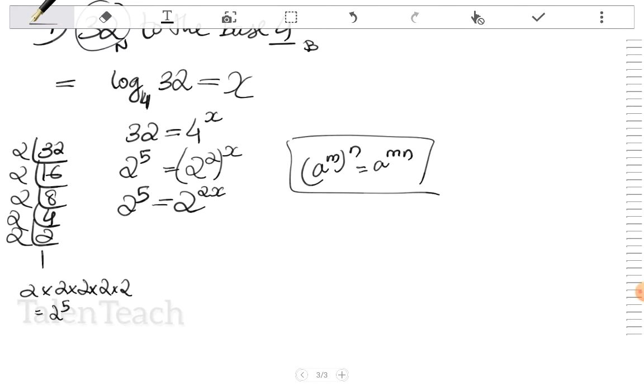So here we got the bases the same, that is 2 raised to 5 and 2 raised to 2x. As the base is the same, we can equate the powers, that is 5 is equal to 2x. So what will be the value of x? If we transpose this 2, which is multiplying, it will be divided by 2. So the value of x is 5 divided by 2, or 5 by 2.